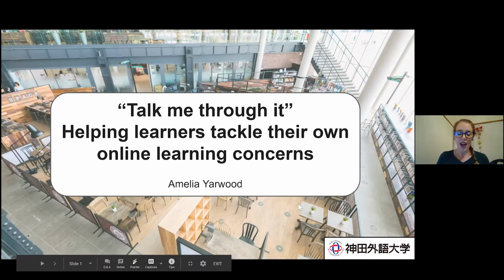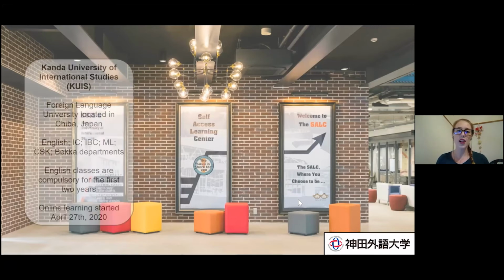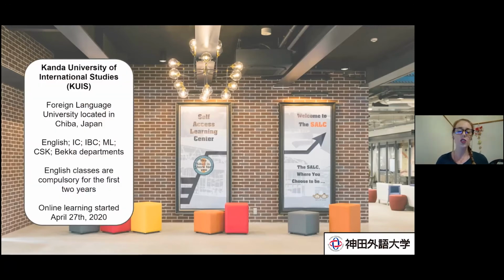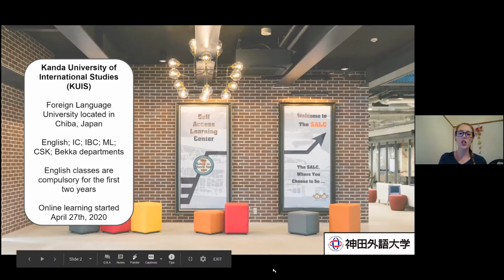Okay, so a little bit of context about Kanda University of International Studies, otherwise known as KUIS. We are a foreign language university located in Chiba, Japan. There are a number of different languages that we offer, English being one of them. However, we also offer languages such as Spanish, Portuguese, Korean, Chinese, Vietnamese, Thai, Indonesian, and I think that's all. We also have students who come from other countries to Japan to learn Japanese, and that is our BECA department. And we also have departments for business and international communication.